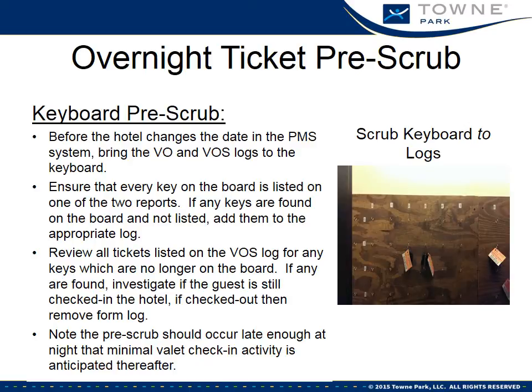When conducting a keyboard scrub, there are two steps. First, the keys on the board are checked against the logs. All keys that are hung on the board should be written down on the logs so that we have the opportunity to collect revenue on them. Once this is done, it is important to check the opposite to make sure that any keys that are on the logs are still on the board. If they're not, then the valet who is conducting the scrub must delete them from the logs. It is critical that this keyboard scrub takes place late enough in the evening that minimal valet activity is expected thereafter, so that the logs will remain as accurate as possible.